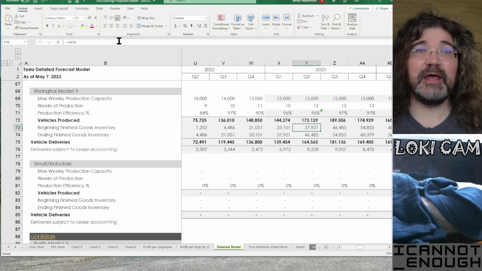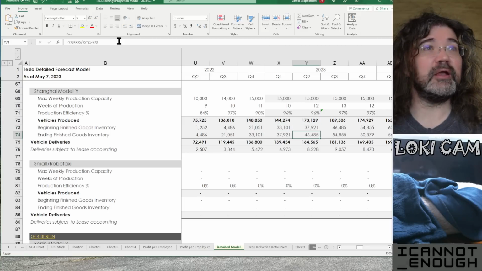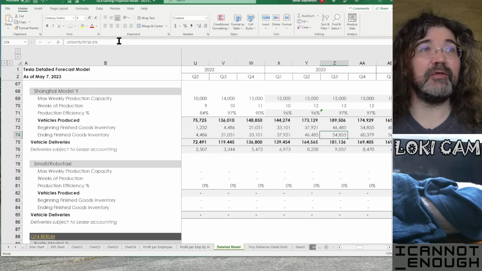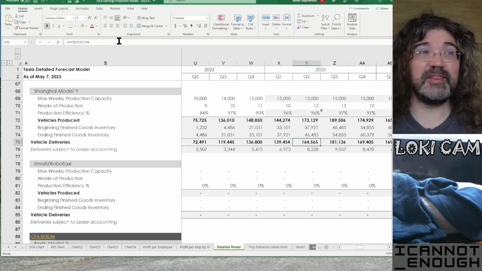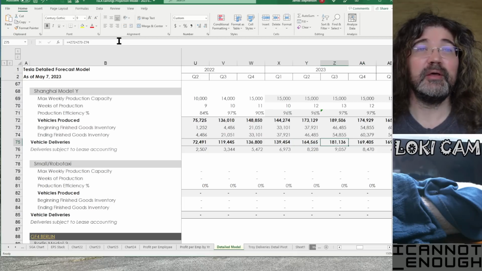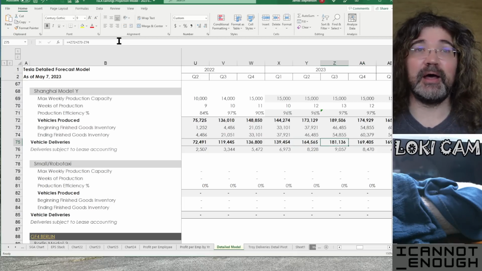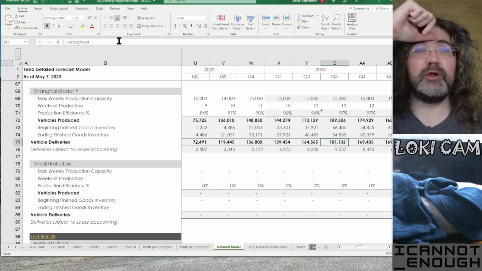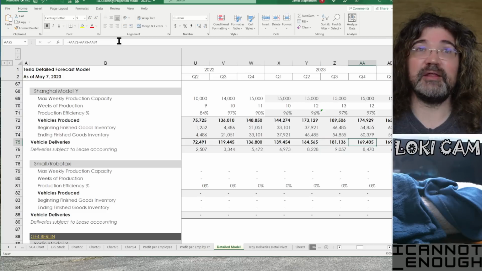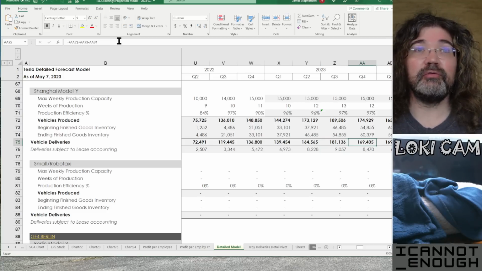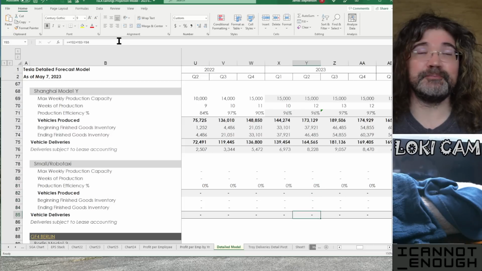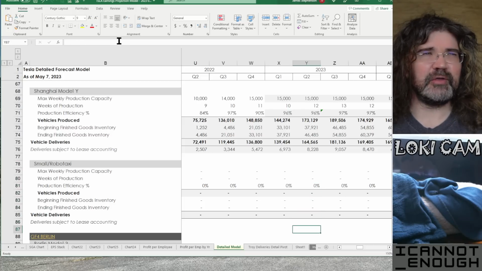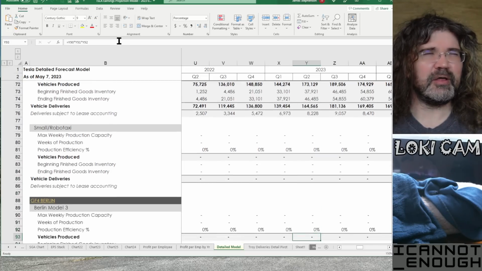You can see the ending and beginning inventory numbers here. I'm forecasting 25 days of sales in ending inventory for Model Y, leaving these vehicle delivery amounts. So peaking at 181,000 in Q3 and then coming back down to 170,000 in Q4 from the Shanghai Model Y line. No small robotaxis. I will need to add those.